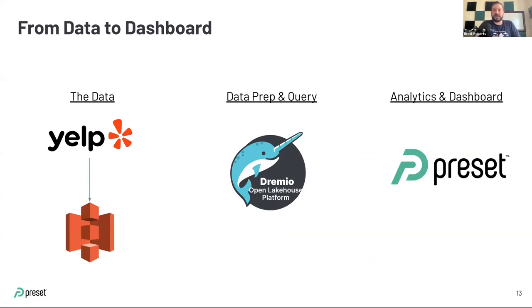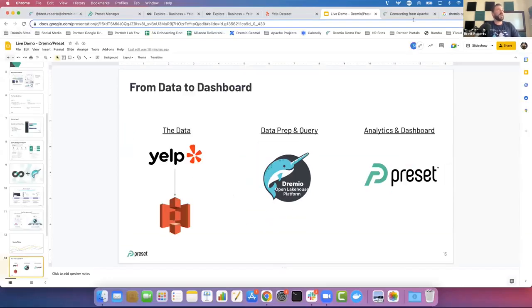So we've taken a Yelp data set that's a JSON file from a public source, and we have moved that data into our Amazon S3 data lake. And so in this demo, you're going to see how Dremio can interact with that data in S3. We can add some transformations, do some joins, prepare that data, and then connect that data to Preset to run our analytics and visualizations. So without further ado, I'm going to get out of the slides and get into the demo.